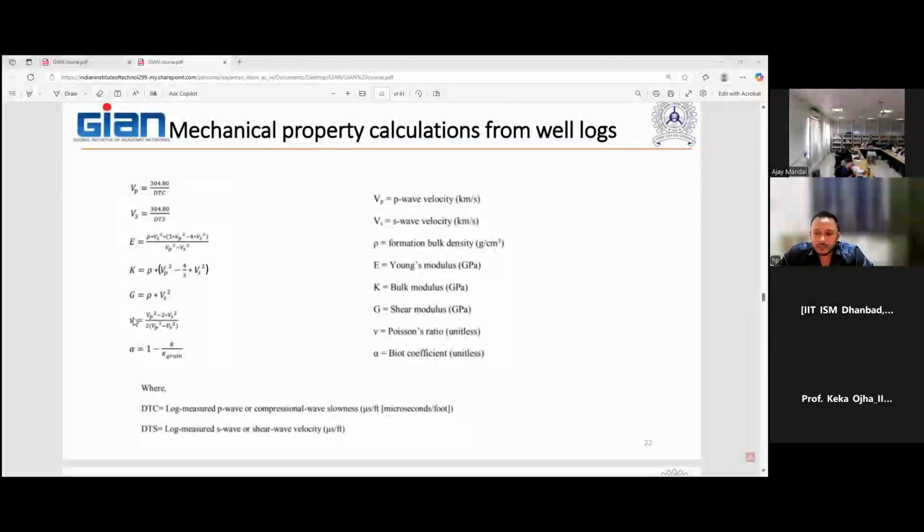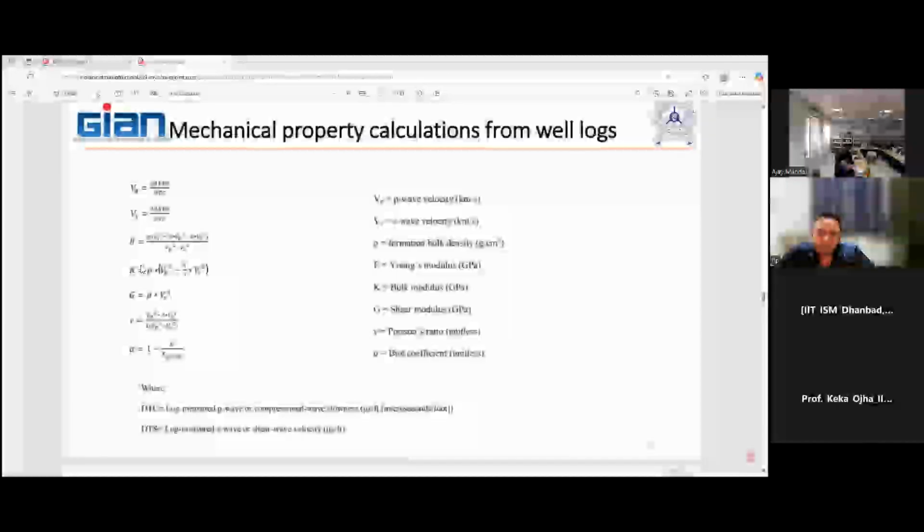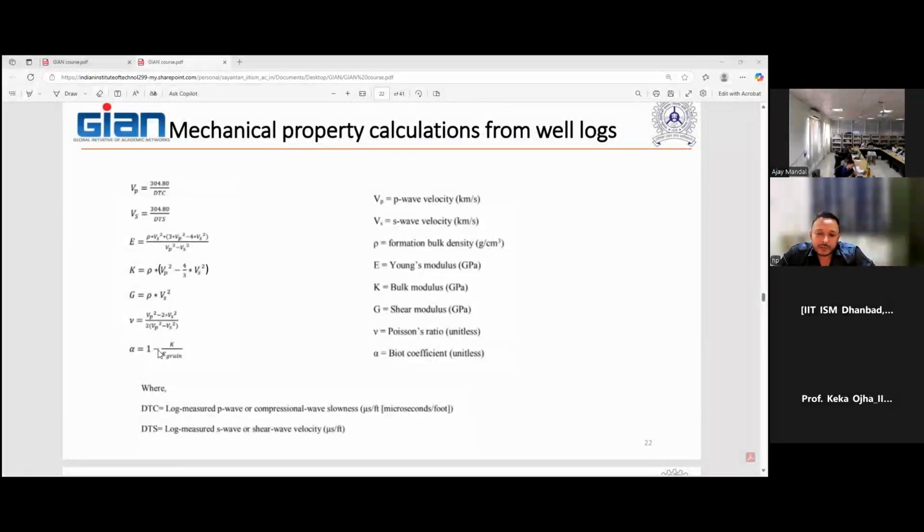And we also have this alpha. Alpha is called the Biot coefficient. It is equal to 1 minus K bulk, which you calculated from there, divided by K grain, which is your grain bulk modulus. How do you get the grain bulk modulus? You can do some lab measurements to get it, or if you know the lithology, you can find that value from the literature. And you can change it a little bit to get your alpha. So these are the parameters that we need to calculate our mechanical properties and stresses.